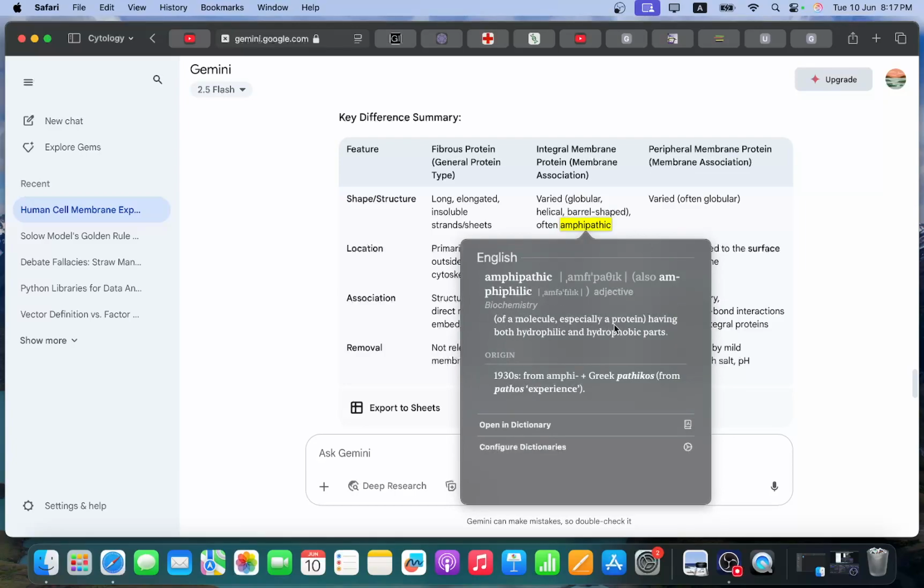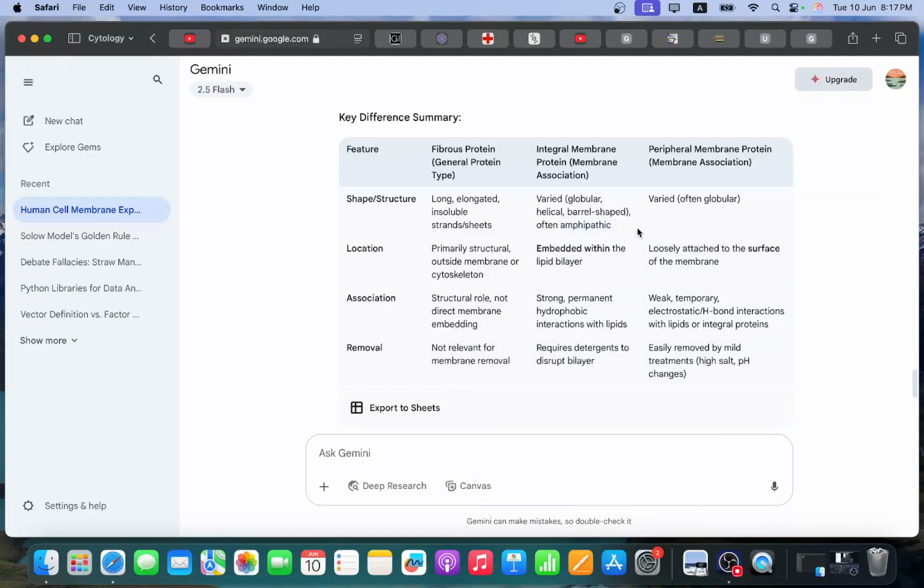Of a molecule, especially a protein, having both hydrophilic and hydrophobic parts. Okay, amphiphilic. Ambivalent is like something, a type of animal that would probably operate in both water and the air.